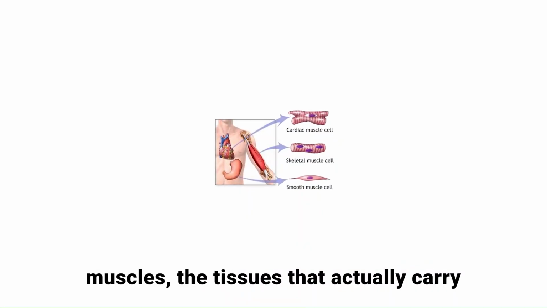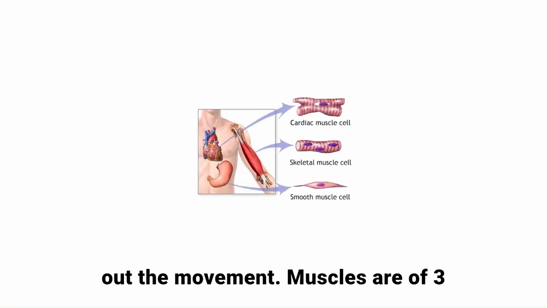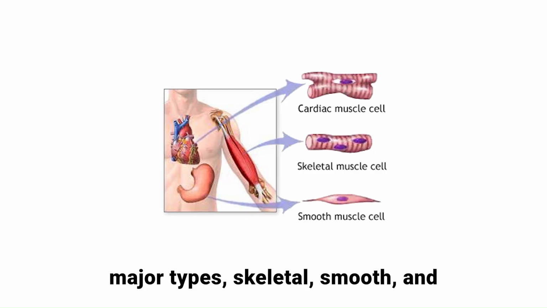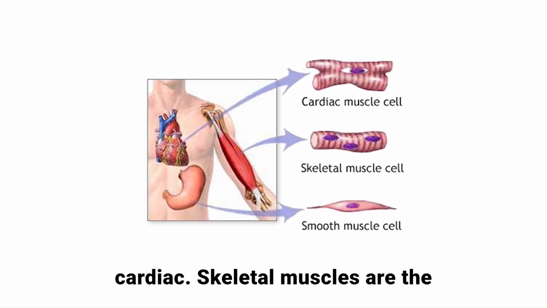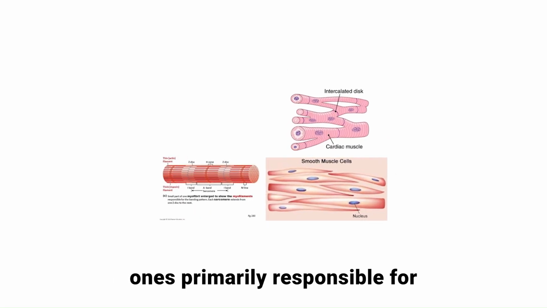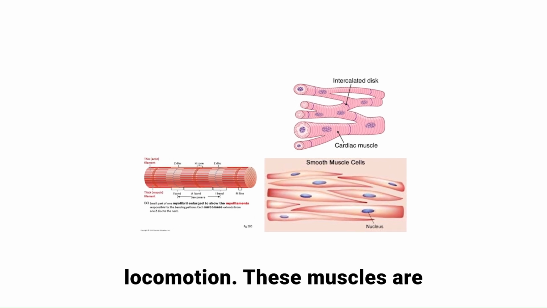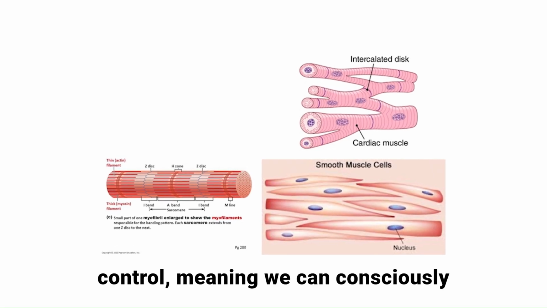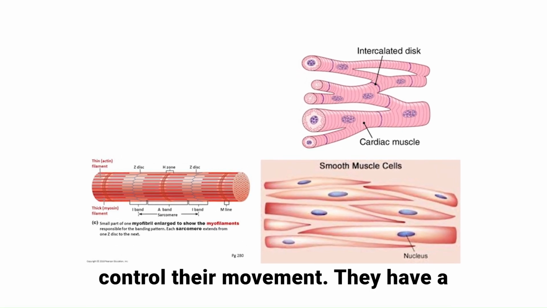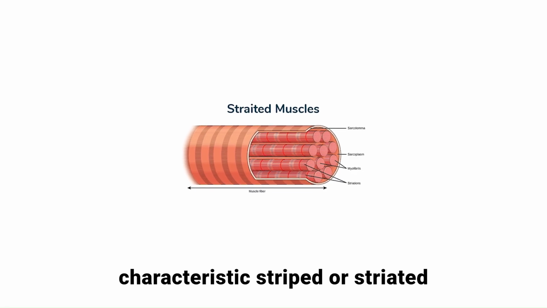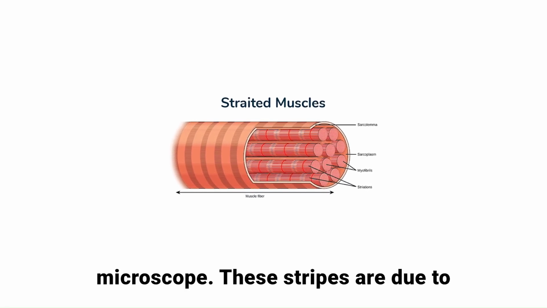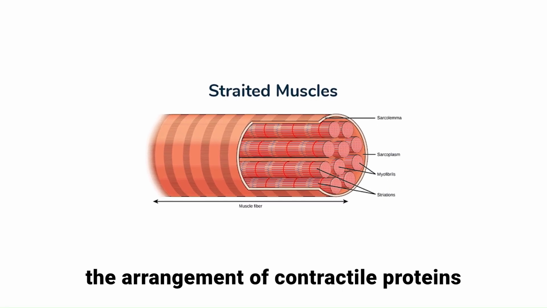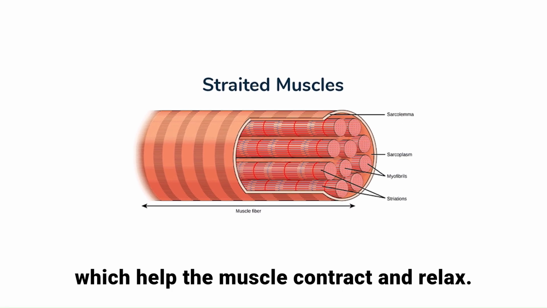Let us start with the muscles, the tissues that actually carry out the movement. Muscles are of three major types: skeletal, smooth, and cardiac. Skeletal muscles are the ones primarily responsible for locomotion. These muscles are attached to bones and are under voluntary control, meaning we can consciously control their movement. They have a characteristic striped or striated appearance when viewed under a microscope. These stripes are due to the arrangement of contractile proteins, which help the muscle contract and relax.